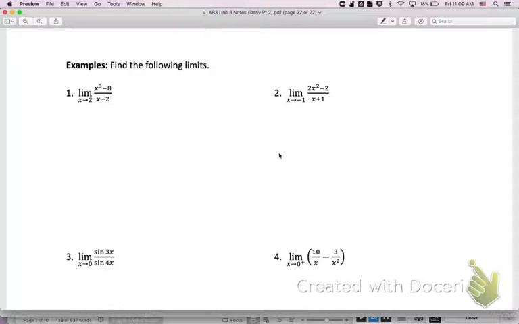And that's still fine to do it that way, but maybe you don't remember the difference of cubes. It is much faster to use L'Hopital's theorem as long as you set up your conditions. So I'm going to take the time to write this out very clearly on this one.